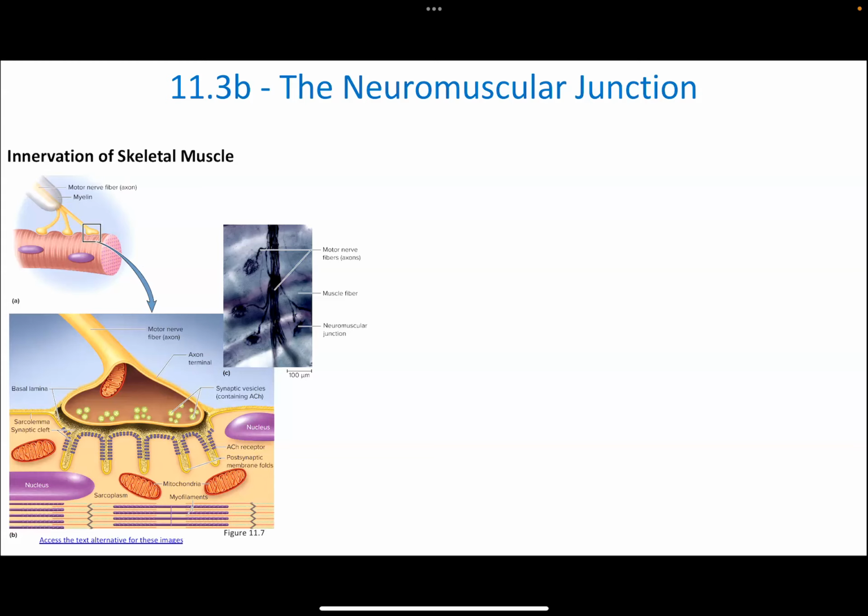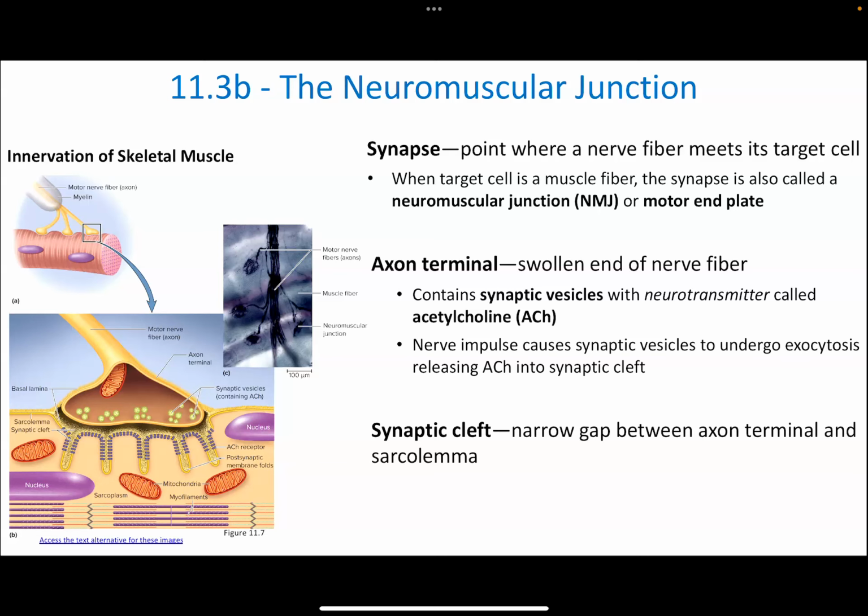And we're going to introduce several new terms. These terms will be used throughout describing the nervous system. This connection or this place of the neuromuscular junction is called a synapse. A synapse is a space between, or an area between, where a nerve fiber meets its target cell. In the nervous system, a synapse is going to be between two neurons, two nerve cells. In the neuromuscular junction, it's where that nerve fiber meets its muscle cell. When the target cell is a muscle fiber, the synapse is called that neuromuscular junction or motor end plate.